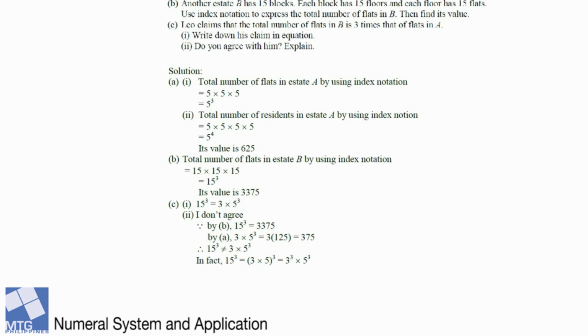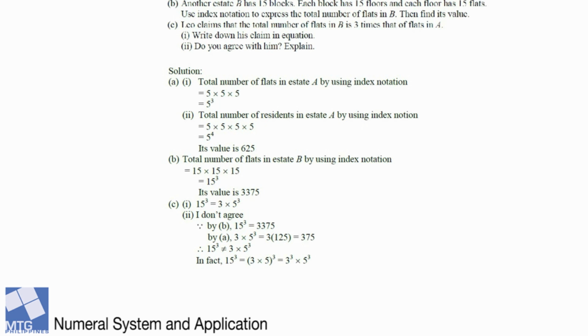So we can present this one as 5 times 5 times 5 times 5, and this is equal to 5 raised to 4. When simplified, this is 625. For part B, the total number of flats in estate B using index notation will be equal to 15 times 15 times 15, or this is 15 raised to 3, and when simplified is equal to 3,375.